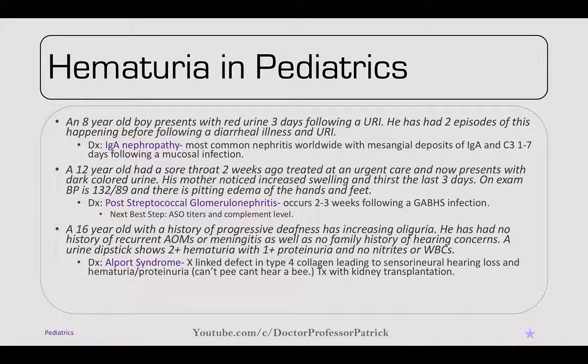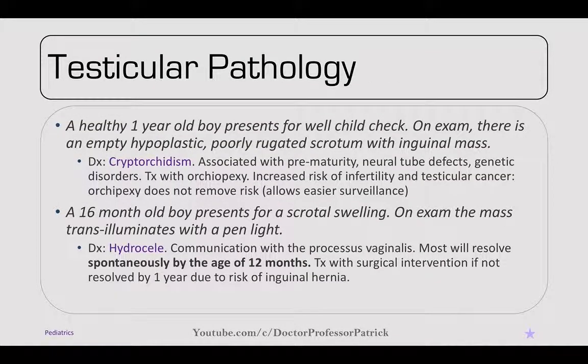It's an X-linked defect in type 4 collagen. It leads to sensorineural hearing loss and hematuria and proteinuria. So the classic sign here is can't pee, can't hear a bee. And you can treat this with kidney transplantation.